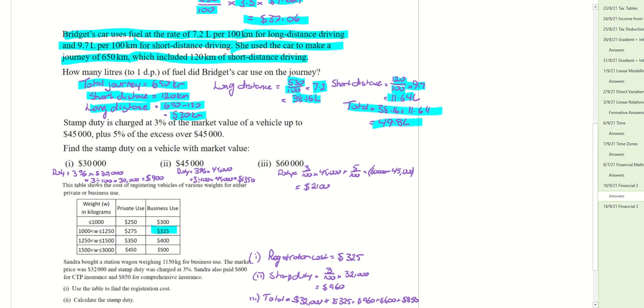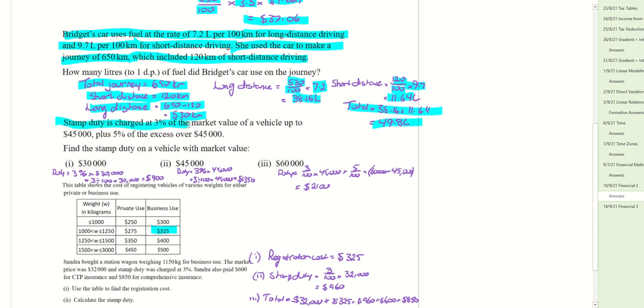It's asked us to do it to 1 decimal place. Now, I have not rounded those two until the end because I wanted to make sure that I did it to at least 2 decimal places so that I didn't make a rounding error. It just so happened it came out 49.80, and I rounded from 49.80 to 49.8.